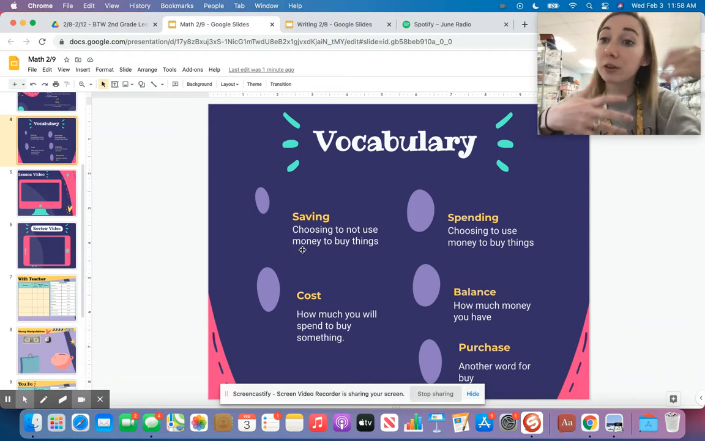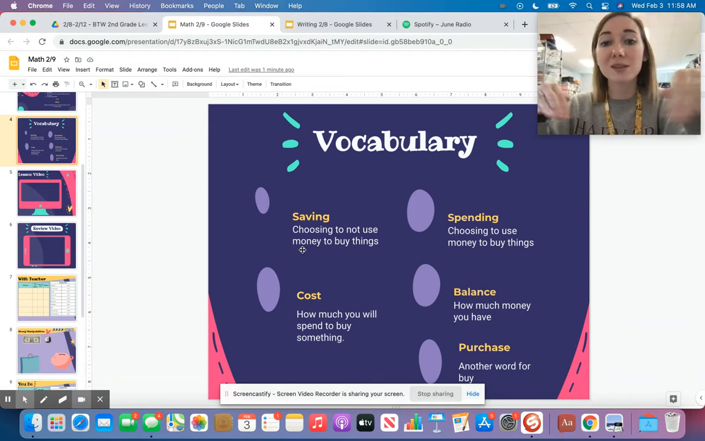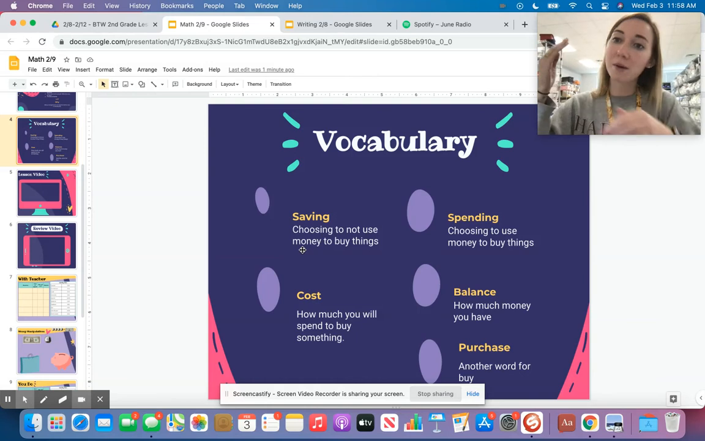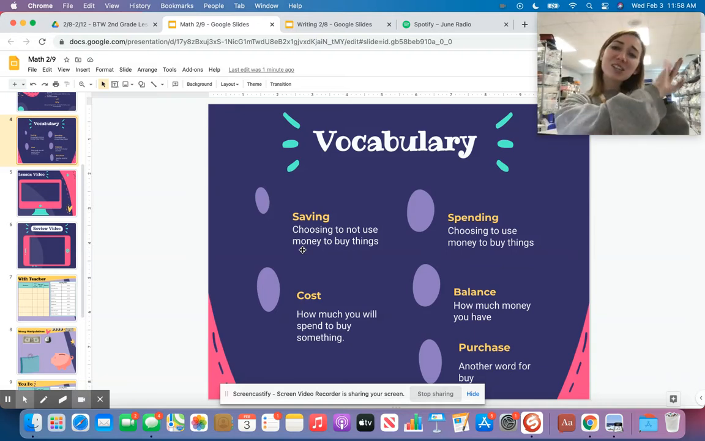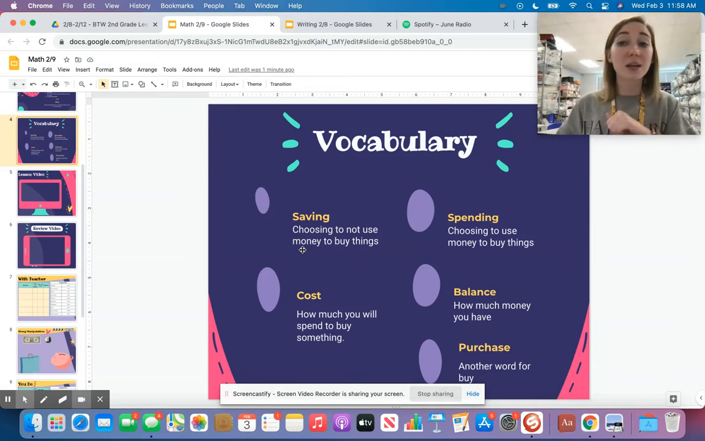So saving, we learned about this yesterday. That's when we choose not to buy things, right? That's when we put that money in our pocket, in our purse, in our wallet. We keep it, right? Spending money is when we shell it out, right? We buy stuff that we need, buy stuff that we want. We might buy services, like we might pay someone to deliver a pizza, which we do get a pizza, but we also pay for the delivery fee, right? Because that is a service too.